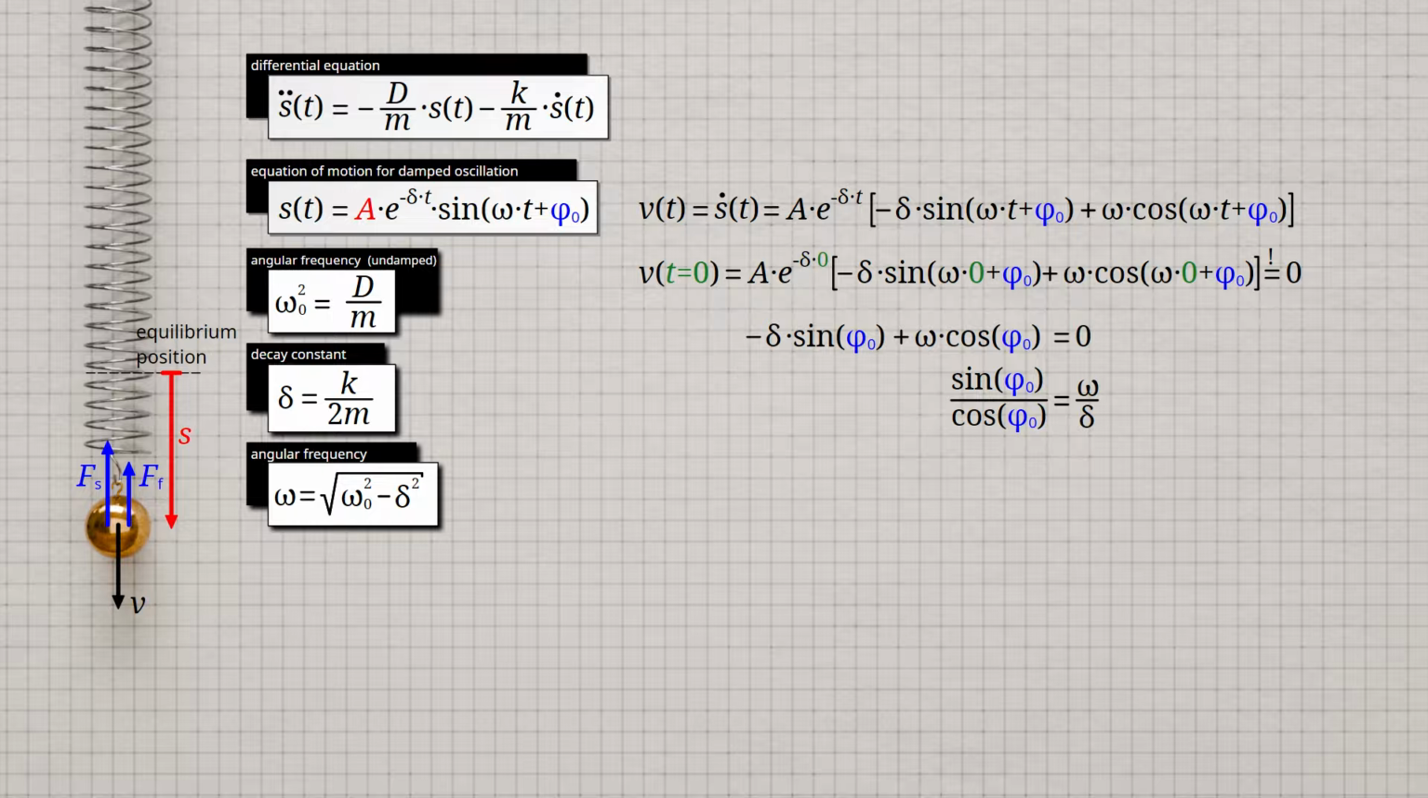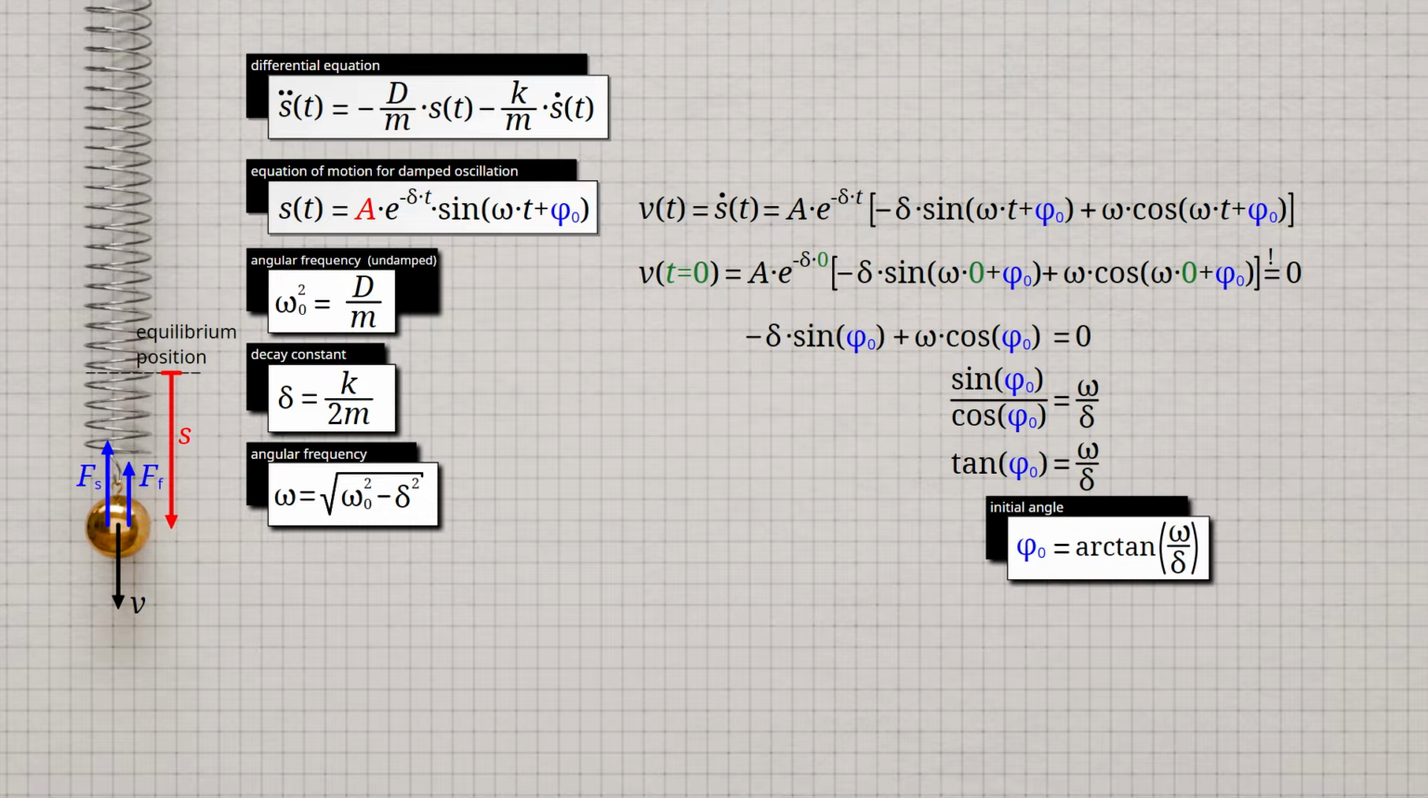The quotient of the sine function and the cosine function corresponds to the tangent function. The tangent of the angle phi 0 is therefore equal to the quotient of the angular frequency omega and the decay constant delta. Thus, the given expression holds for the angle phi 0.